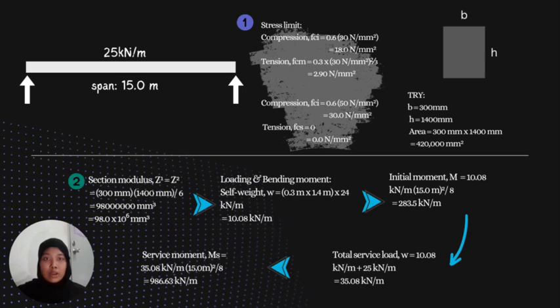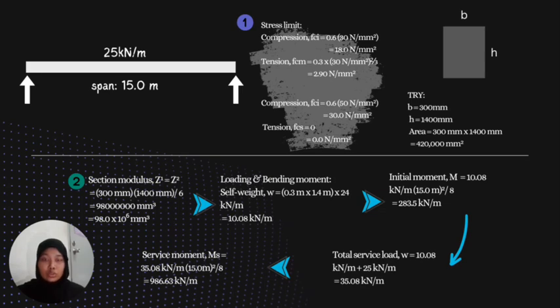Then we try the beam, which is b is 300 millimeter and the height is 1400 millimeter. The area we get is 420,000 millimeter square. And now we go through the section modulus, Z1 equals Z2, and we get the answer 98.0 times 10 to the power 6 millimeter cube.